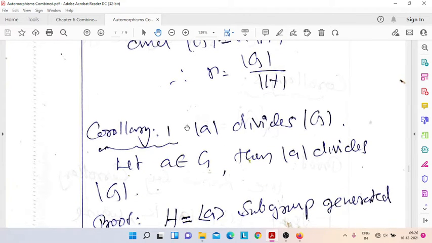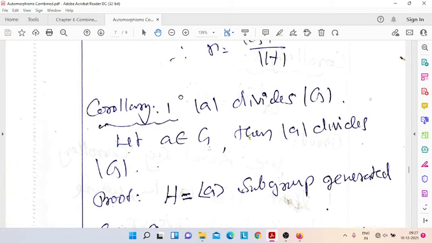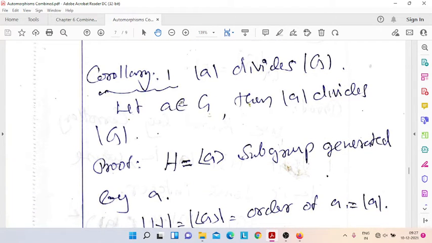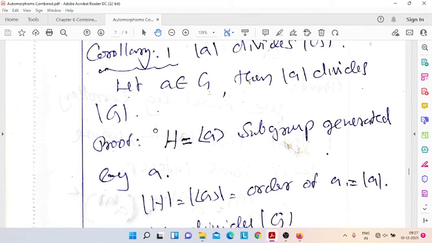We have a set of corollaries that can be proved using Lagrange's theorem, the previously established theorem. First corollary: the order of A divides the order of G. Let A be an element of G, then the order of A divides the order of G.